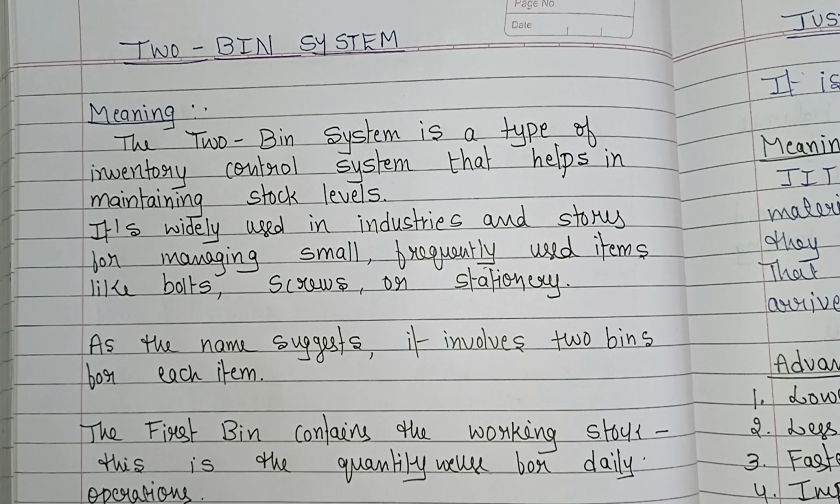In today's class, we are going to learn three inventory control techniques. They are two-bin system, just-in-time inventory and perpetual inventory system. So let's start with two-bin system.